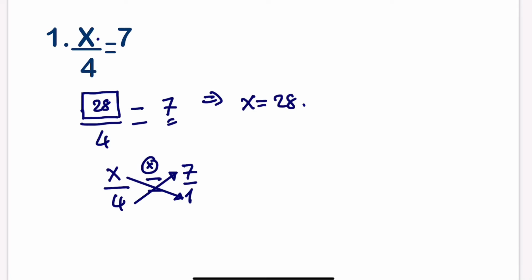1 times x is x, because 1 times 2 is 2, 1 times 3 is 3, 1 times 5 is 5. So 1 times x will give us x. Next we have 4 times 7. So we can also see that x is the same as 28.